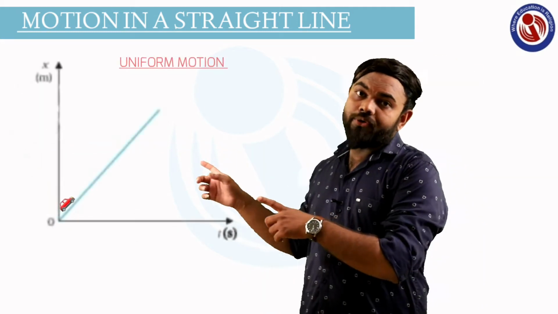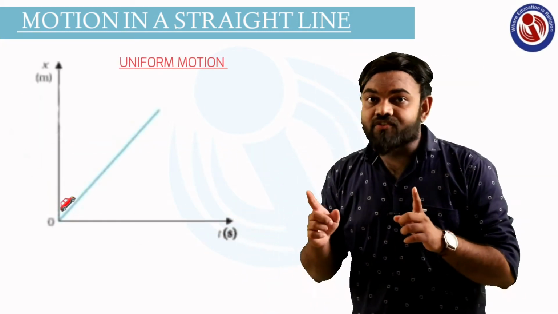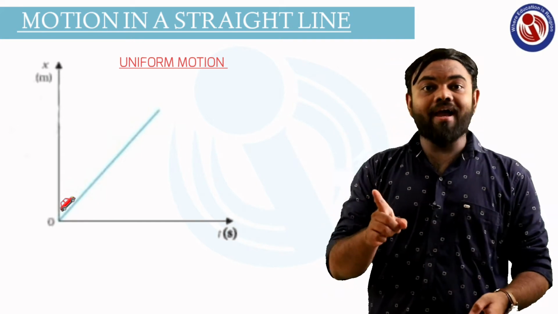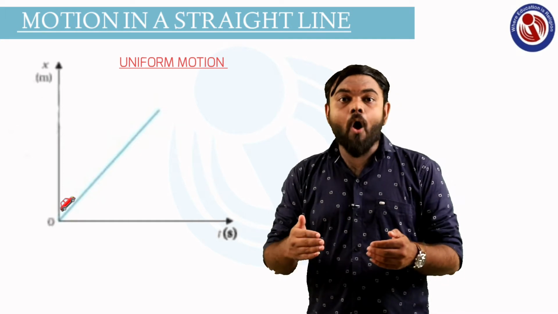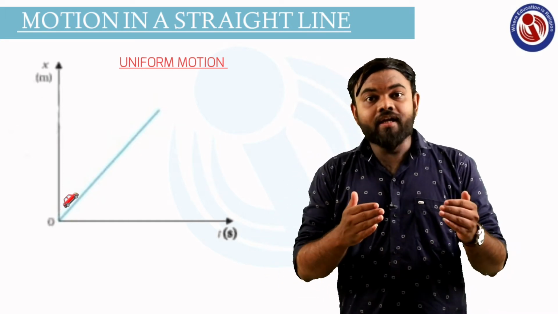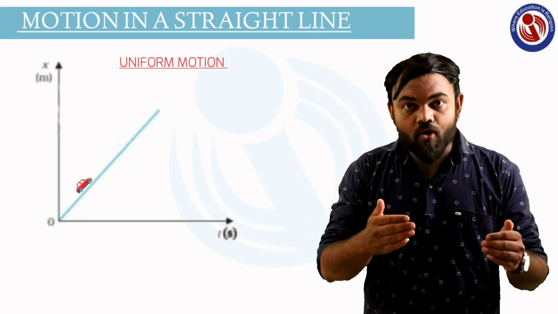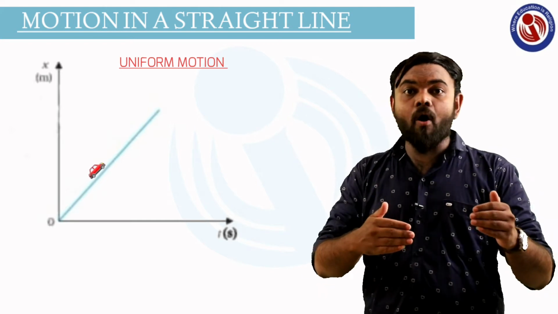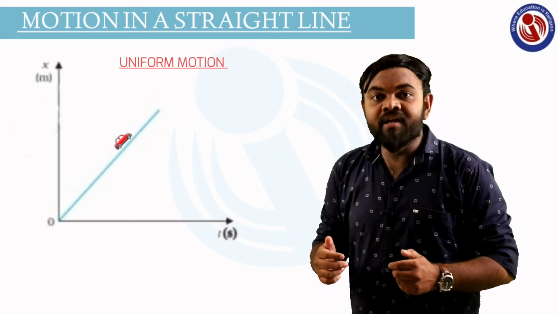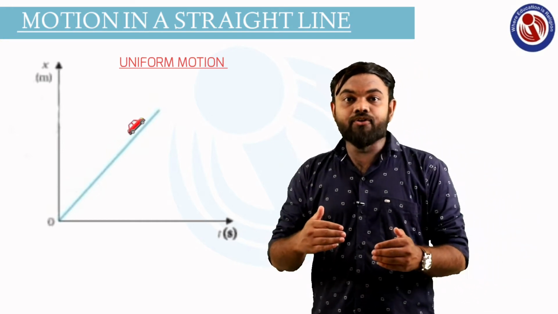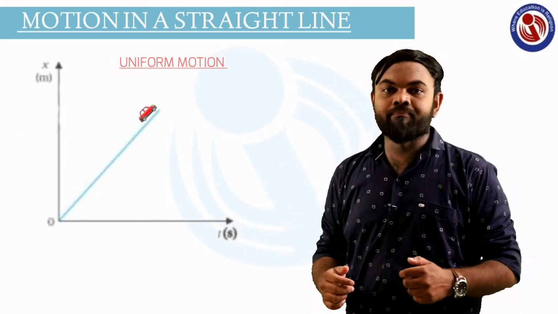Another graph I can show you. It is a straight line with respect to x and y. What does it mean? It means the object covers an equal amount of distance in an equal amount of time, which means it is in uniform motion.